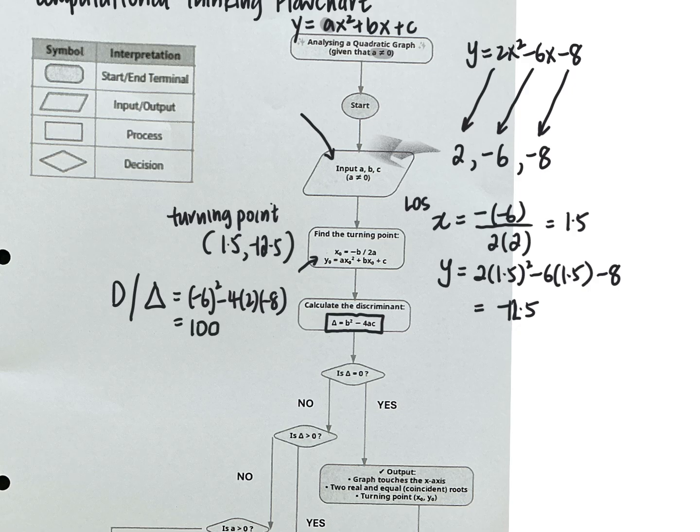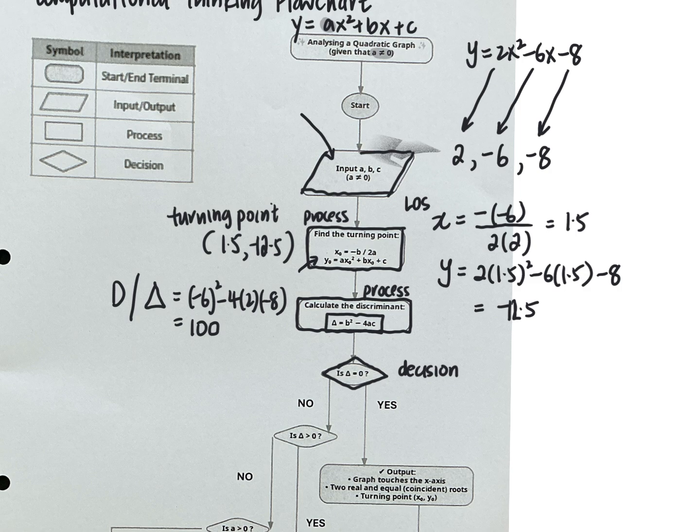Then next question they ask you, is your discriminant equal to 0? This symbol here asks you to make a decision. This symbol here is the process symbol. That means just follow the formula. All these are called the process symbol. The rectangle is the process symbol, and then the parallelogram is called your input or output symbol. So the shape matters.